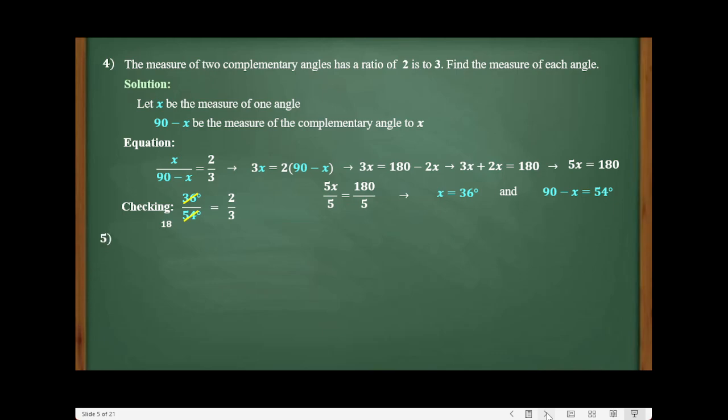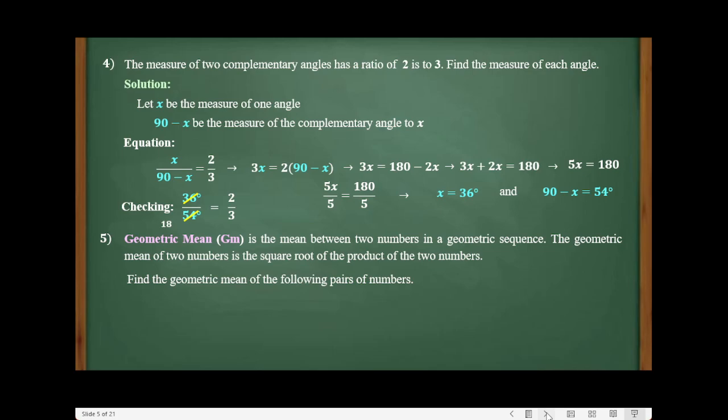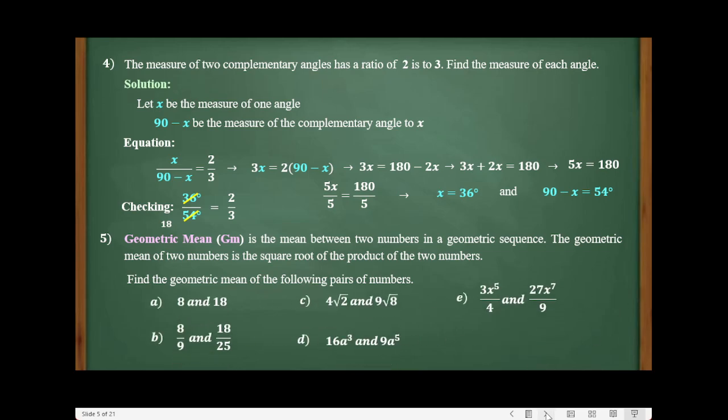Next, number 5, geometric mean. It is defined as the mean between two numbers in geometric sequence. The geometric mean of two numbers is the square root of the product of the two numbers. So with that, let us take some examples under number 5. Find the geometric mean of the following pairs of numbers. Okay, let us go first to letter A.